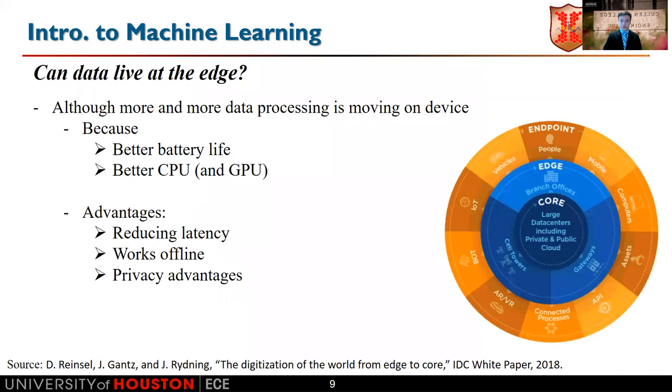So we can see that the data is mainly generated by end users like mobile devices, but can this data live at the edge? More and more data processing is moving on device, because the devices now have better battery life and more powerful CPUs or GPUs. This makes on-device data processing possible. On-device processing has several advantages, such as reducing latency because it doesn't need to transmit data outside. The devices can also work offline. And it can also protect privacy to a certain extent because it doesn't include data transmission.